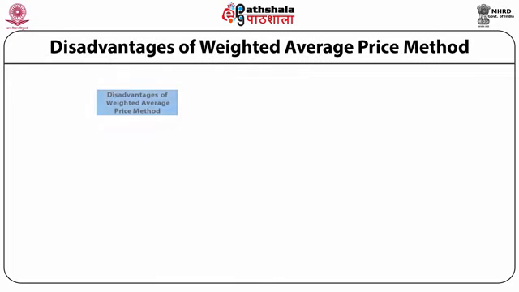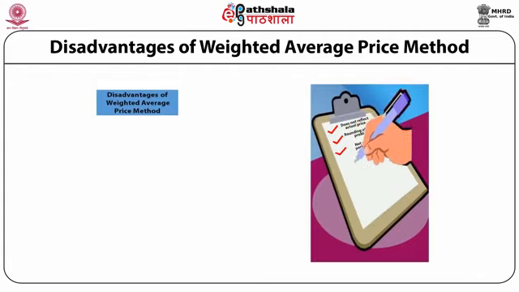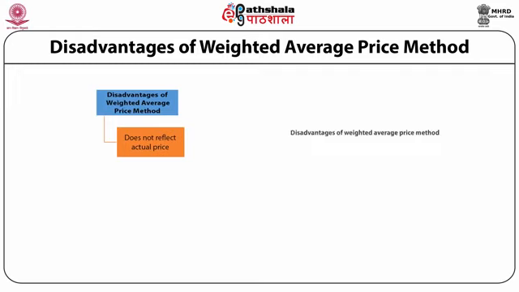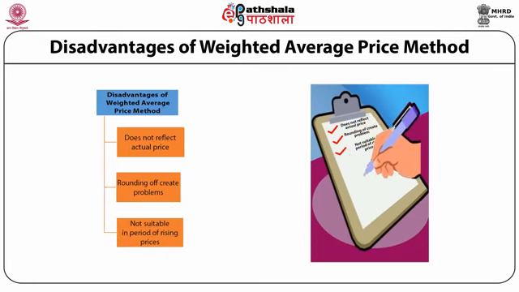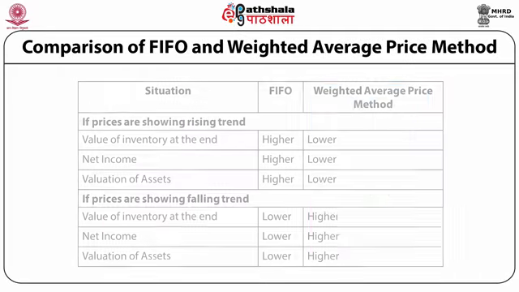This figure makes clear what are the limitations of the weighted average method. It shows that weighted average method does not reflect actual price. In this method, rounding off is required, which creates problems. And this method is not a suitable method in the periods of rising prices. So these are the limitations of this method, and these are cleared with this picture.